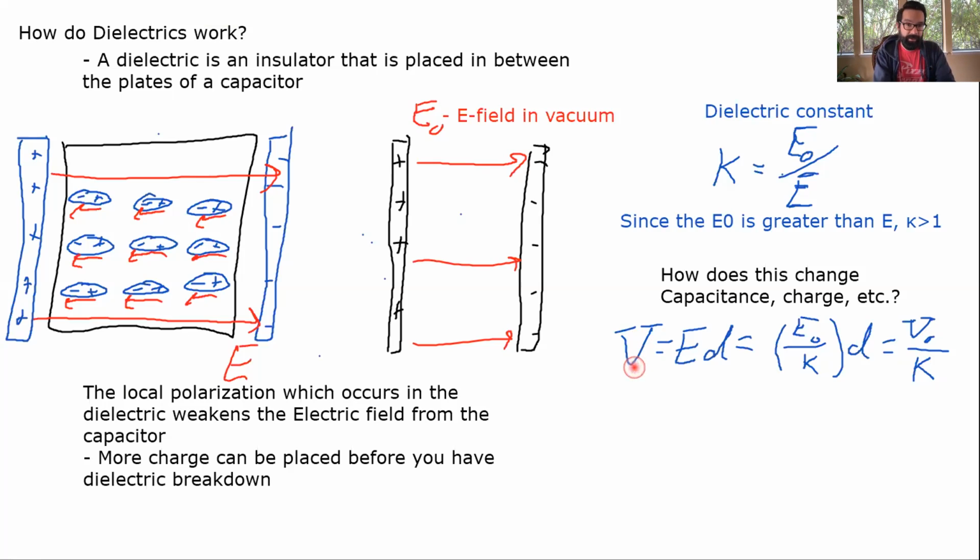unless you have it connected to a battery. We'll do that example next. What happens when you connect it to a battery? We'll see what happens to voltage. We could talk about charge. And before charge, let's talk about capacitance.